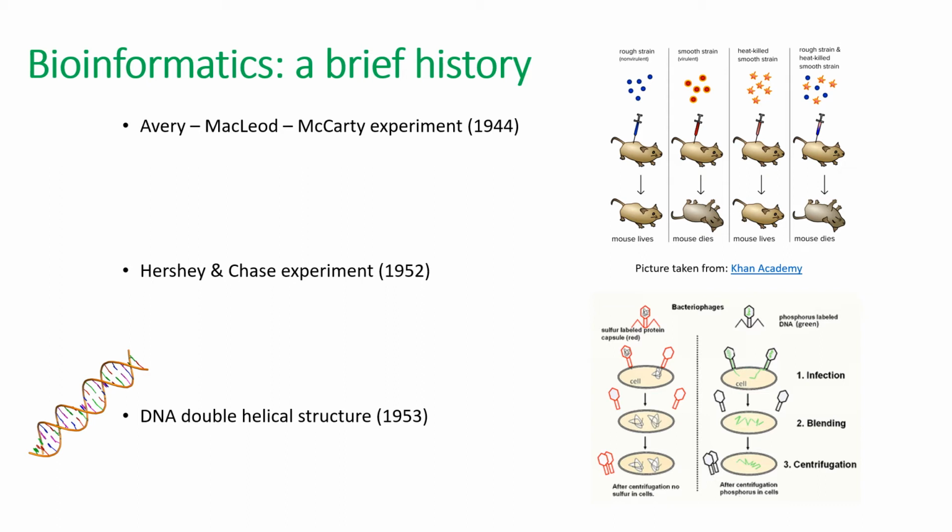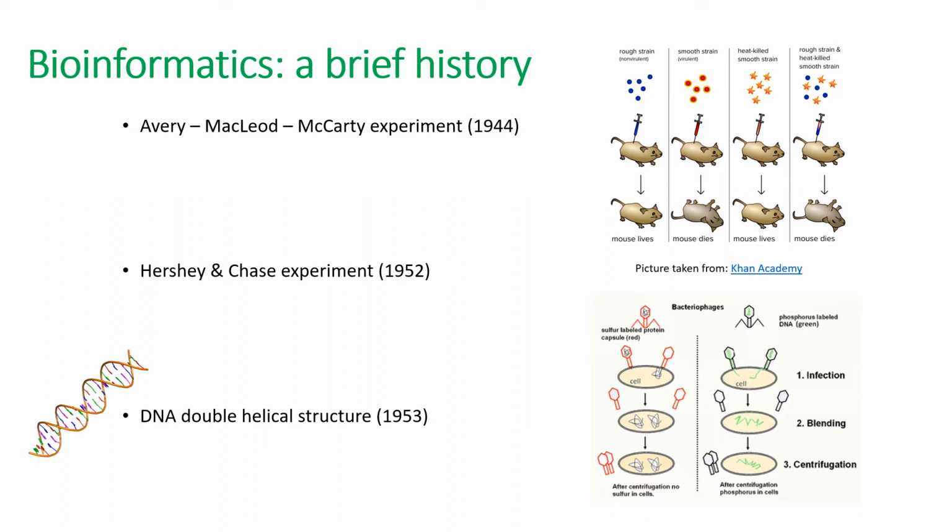What they did was inject a rough, non-virulent strain into mice, and the mice lived. When they injected the smooth virulent strain into the mice, the mice died. Then they killed the smooth strain by heating it. When the heat-killed smooth strain was injected into the mouse, as they expected, the mouse lived.